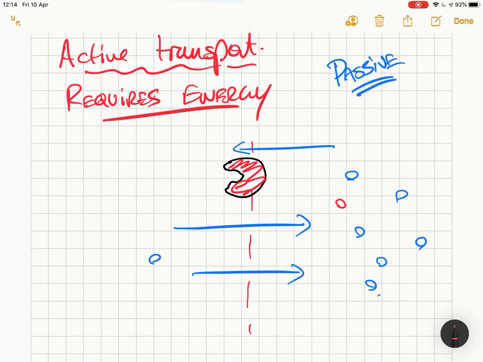So in the intestines, for example, sugar is actively transported in the small intestines because we use it for respiration. Although we'd have a higher concentration inside the cells, in the blood, than we would in the small intestine, the lumen, we still move it across because we're going to use it, we're going to need it, it's important.